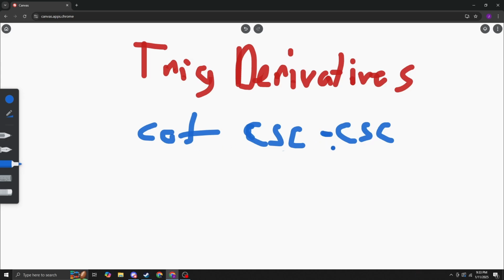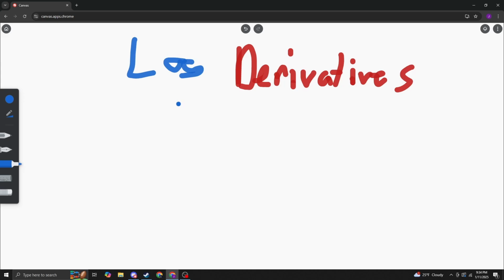Cosine, cotangent, cosecant, negative cosecant. If I ask you what the derivative of cotangent is, you multiply the other two together. It's negative cosecant squared. So you got that. You could use this little chart if you need to remember trig derivatives, and then eventually you'll get them all down. You're also going to need to know how to differentiate logarithms.